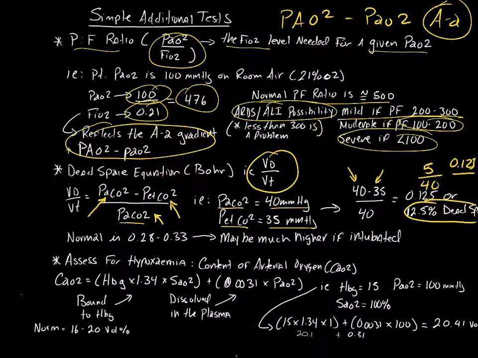So normally we're looking at 28 to 33%, okay? And again, like I said, that will often get higher in an intubated patient due to the mechanical dead space that we're adding. Okay, assessing for hypoxemia. You guys remember this, right? The good old CaO2, the content of arterial oxygen. And that's just the hemoglobin in grams per deciliter multiplied by 1.34 multiplied by the saturation.